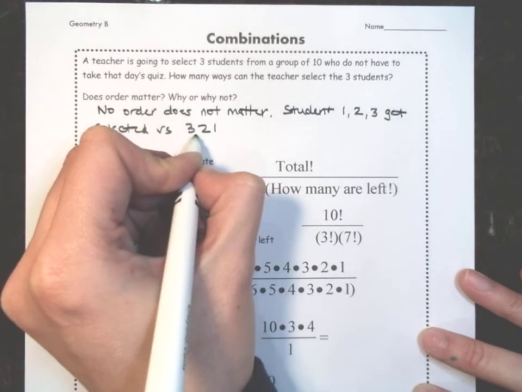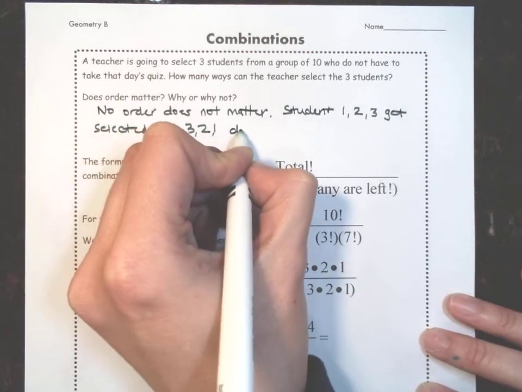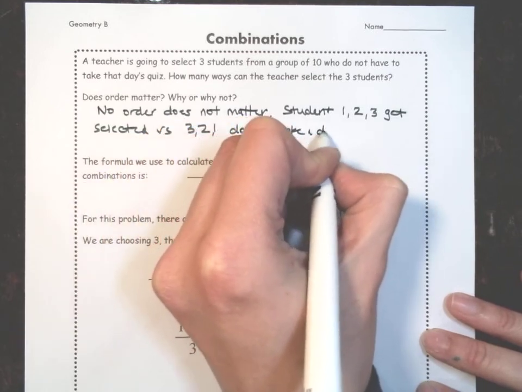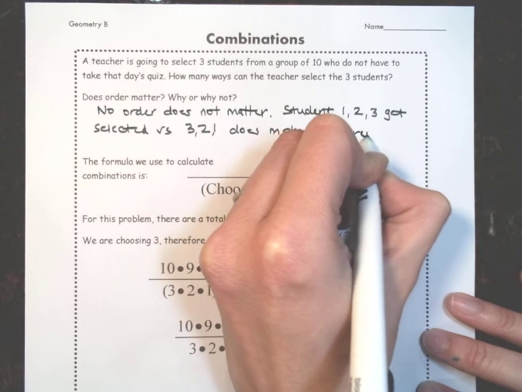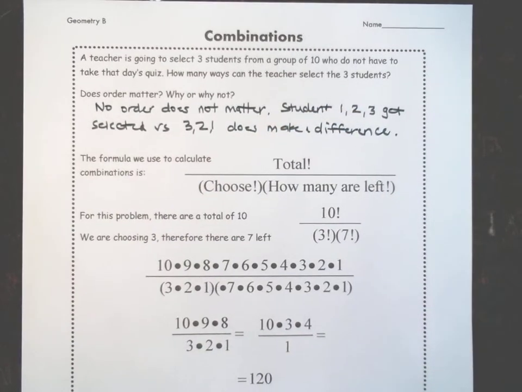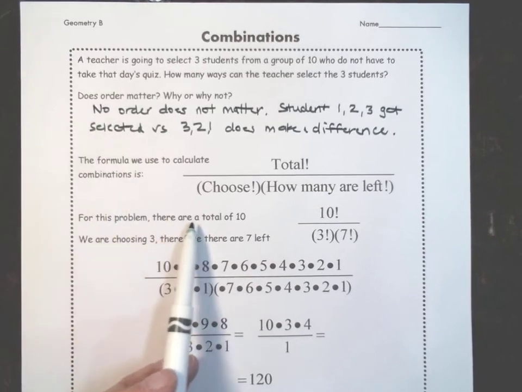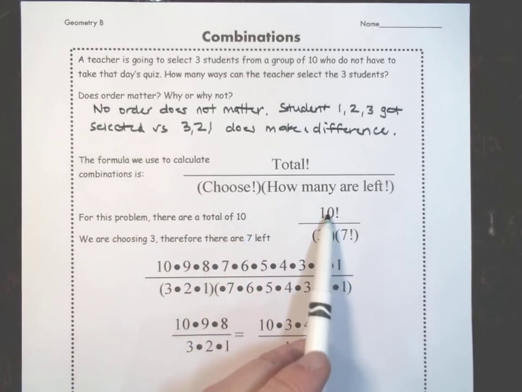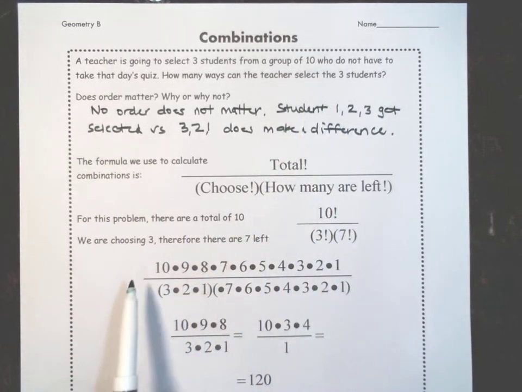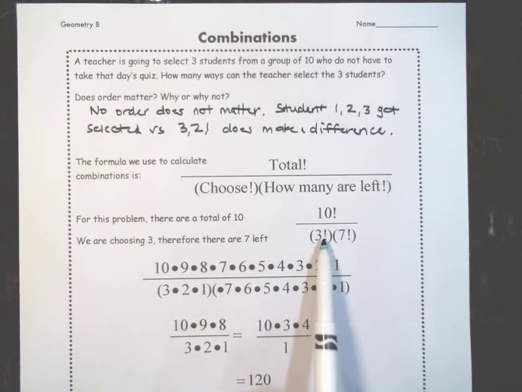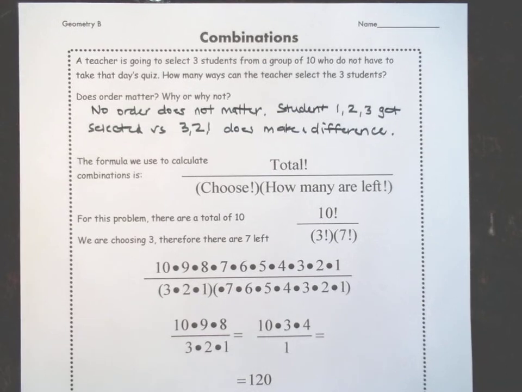Versus 3, 2, 1 doesn't make a difference. Okay, and then here's our formula again. So for this problem, there are a total of 10, right? So there were 10 students, and then she was choosing 3. So it's 3 factorial, and then however many are left, which is 7 factorial.